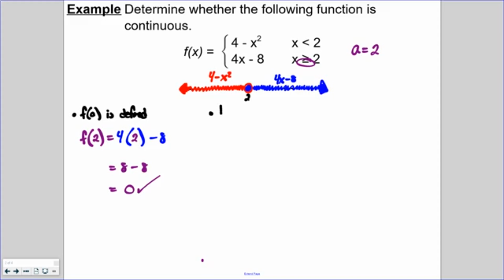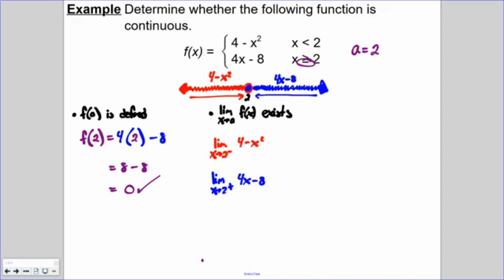Alright, our second condition is that the limit as x approaches a of f of x exists. Which means we're going to have to look at the two one-sided limits of this particular two-sided limit. So we're going to take a look at the limit as x approaches 2 from the left, and the limit as x approaches 2 from the right. And as we can see from our number line, as we approach 2 from the left-hand side, we're going to use the expression 4 minus x squared. And when we approach 2 from the right-hand side, we're going to use the expression 4x minus 8.